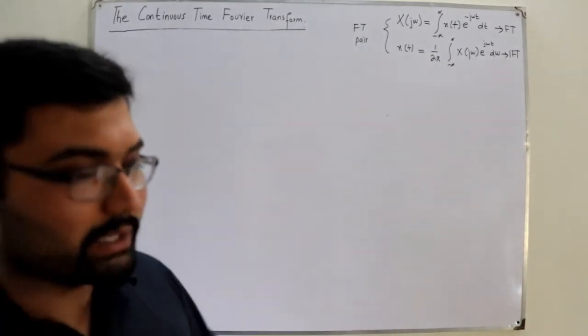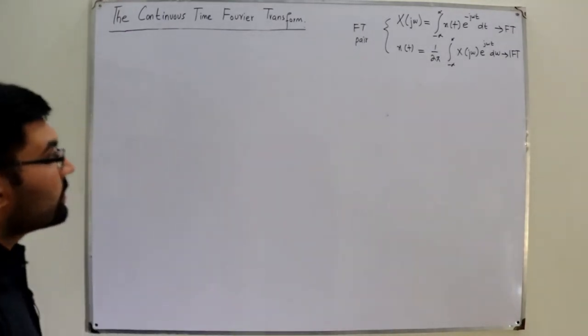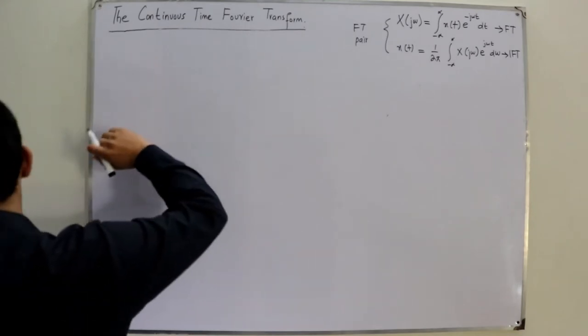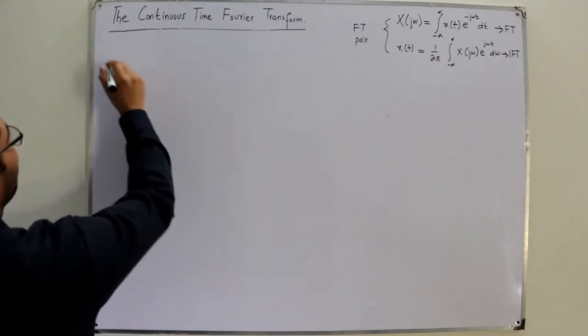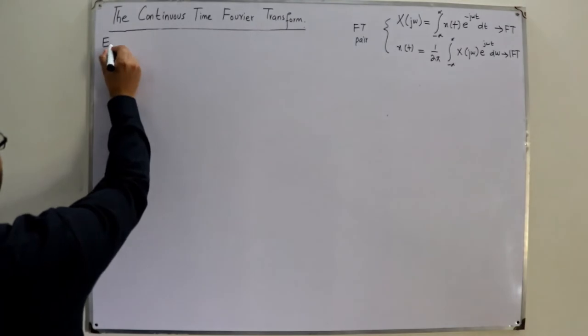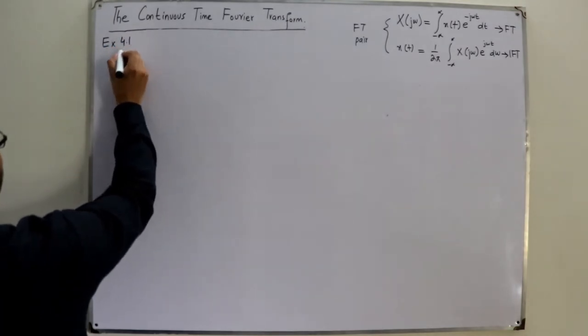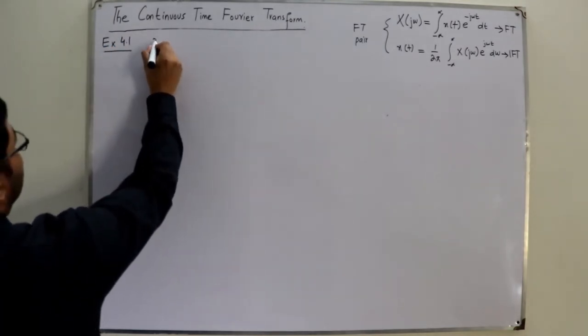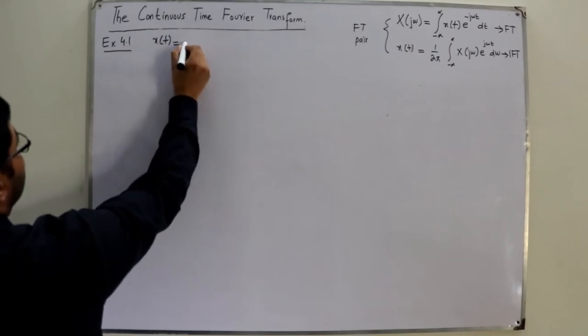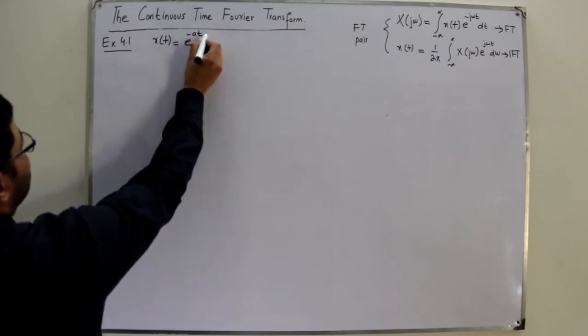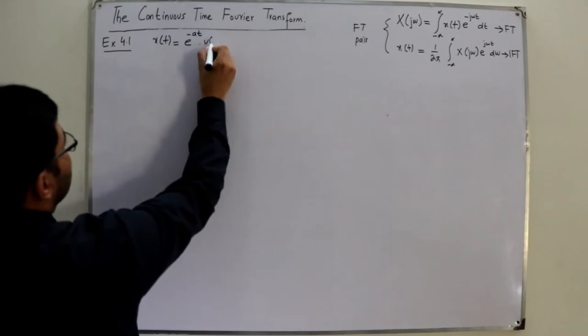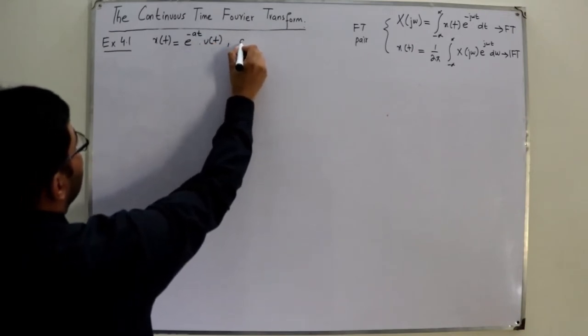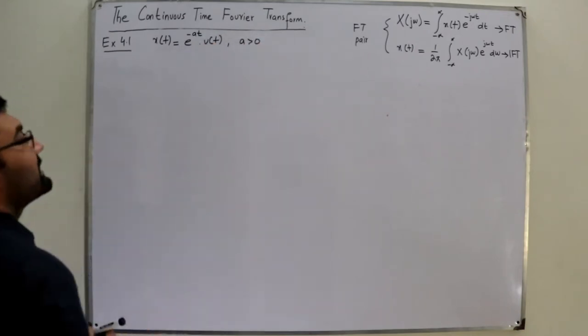And we start with the book examples, okay? So, starting off with the first example, and that is example 4.1. Example 4.1 is the exponential signal. It's exponential of negative a t, multiplied with a unit step signal u of t, and the value of a is given to be greater than zero.